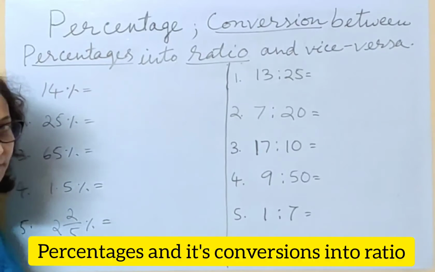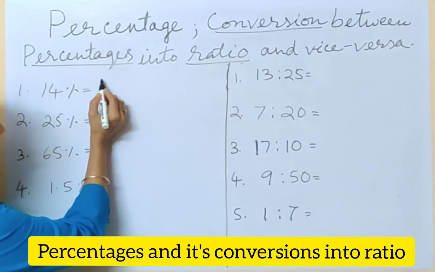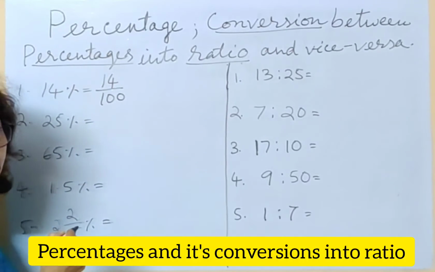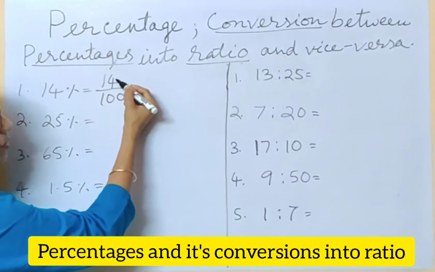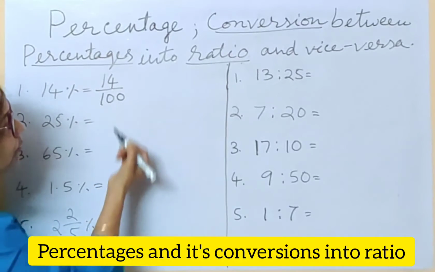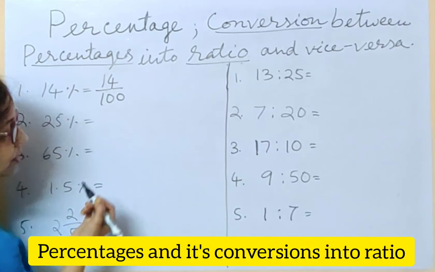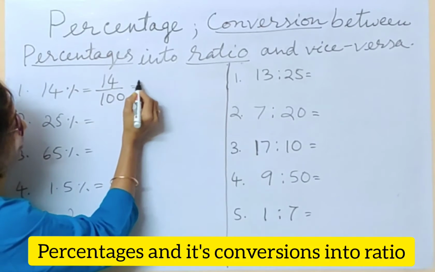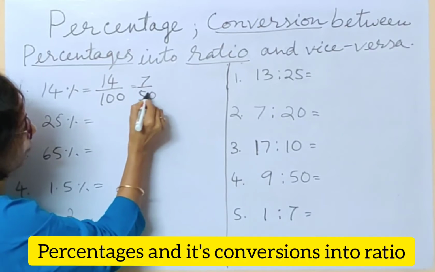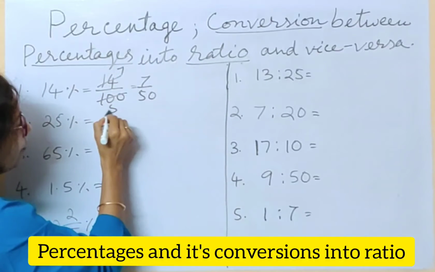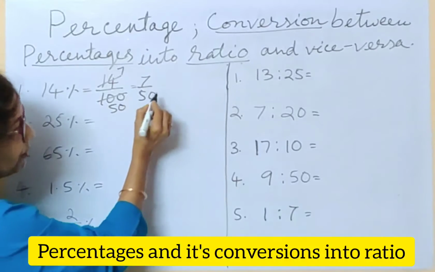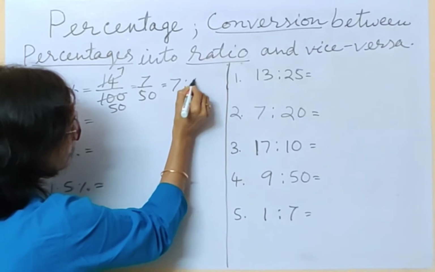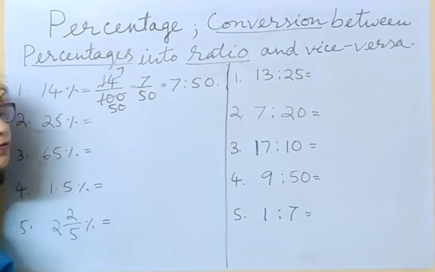So 14%. How do we do that? We'll write 14%, that is 14 by 100. 14 is divided by 100. Now we have to see the numerator and denominator if we can reduce them into the lowest terms. So yes, we can reduce because we can see 14 here and 100 here. So this will be 7 by 50. 7 2s are 14 and 50 2s are 100. So 7 by 50. Now 7 by 50 is 7 is to 50. We will write as ratio 7 is to 50.